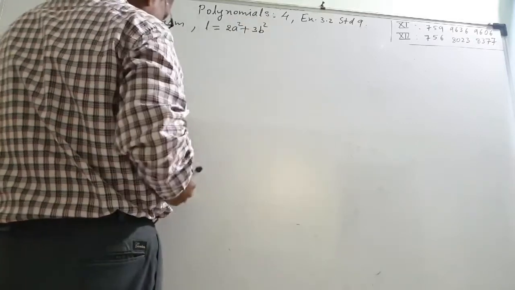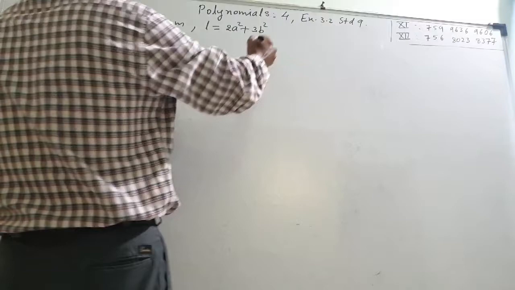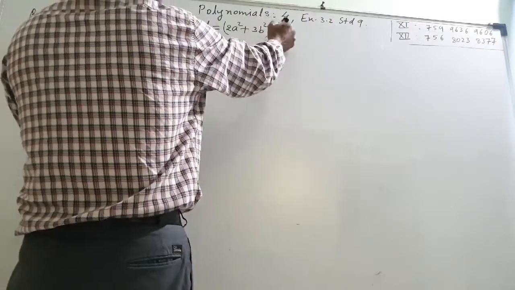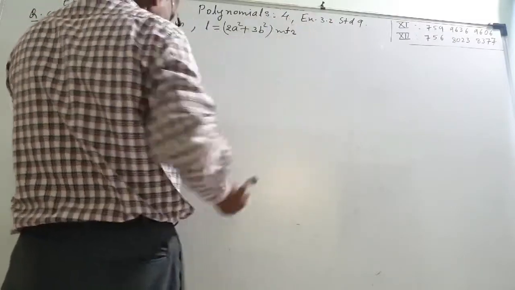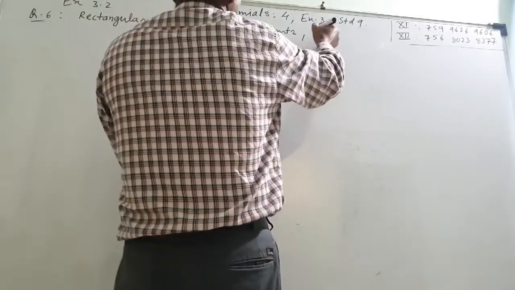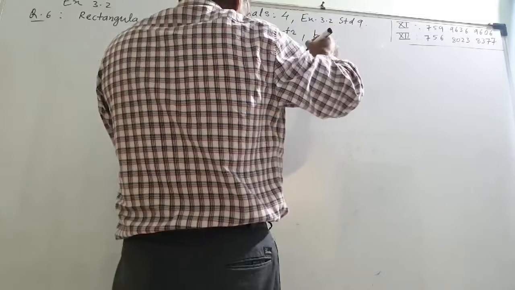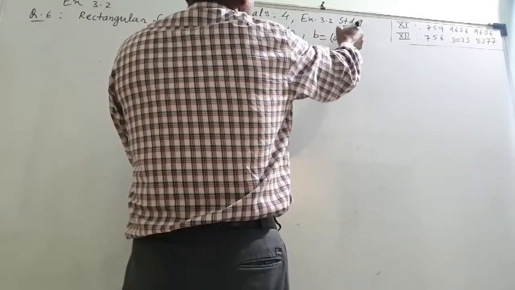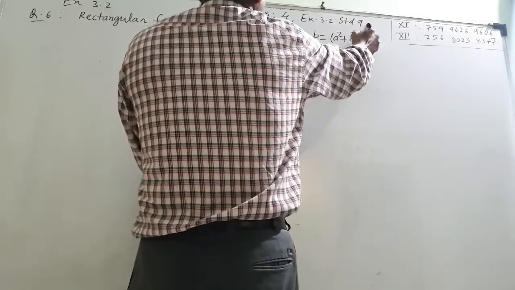This is the length, in meters. And breadth. Breadth means b, is a square plus b square meter.